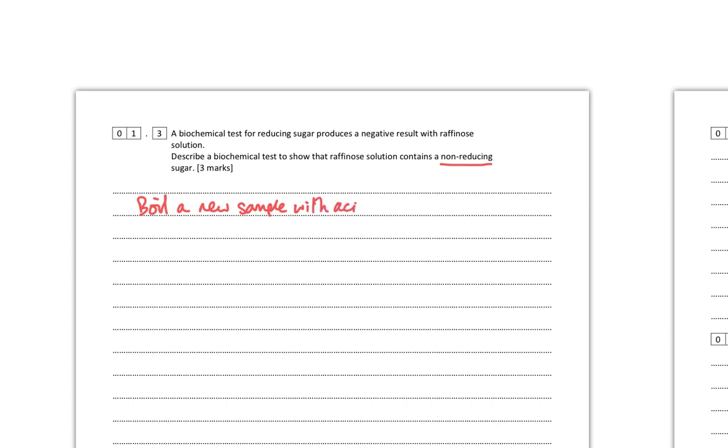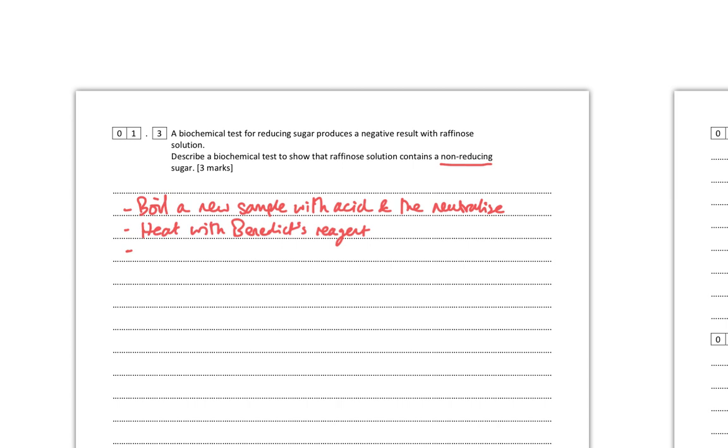With acid, and then neutralize. That hydrolyzes the glycosidic bonds. So I go back to my monosaccharides now. So now I just need to do the Benedict's test. So then I just heat with Benedict's reagent, and then we get a color change.